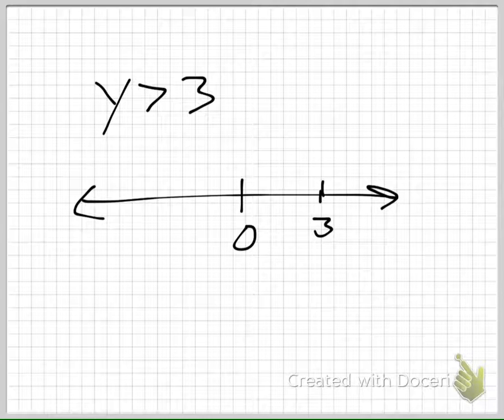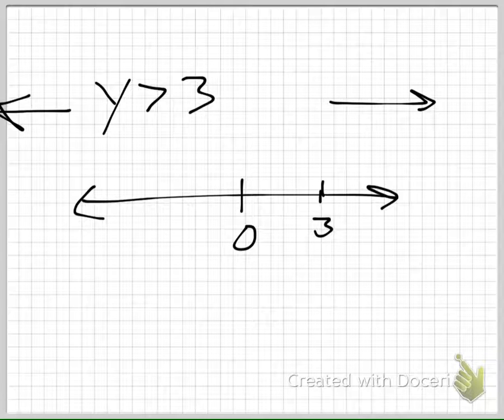Greater than 3. Which way is greater than? That way, to the right, right? This way is greater than. This way is less than. That should make sense to you, right? The numbers are getting bigger. They're getting greater when you go to the right. So that way it's greater than.